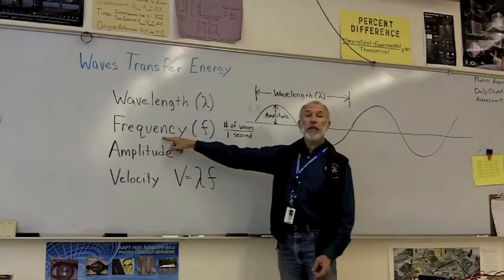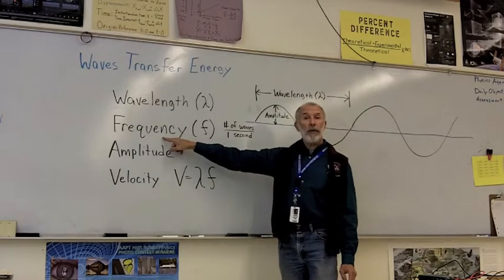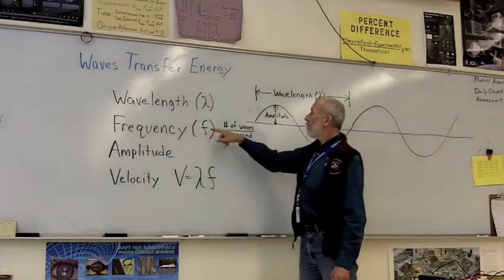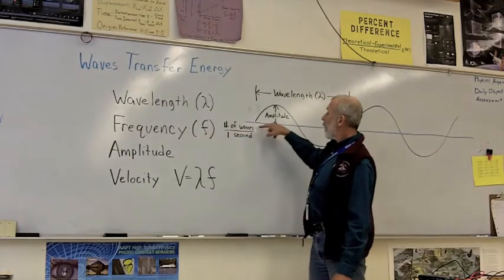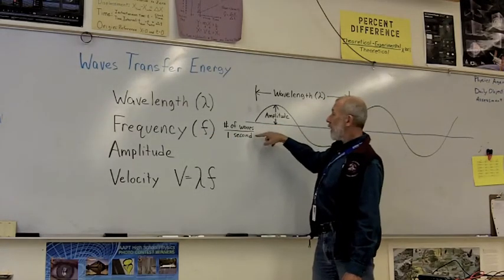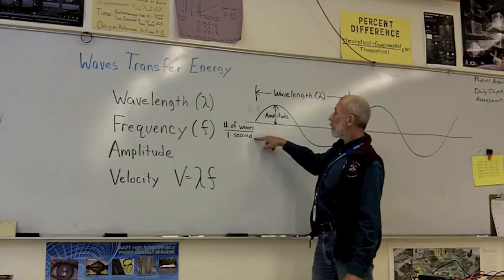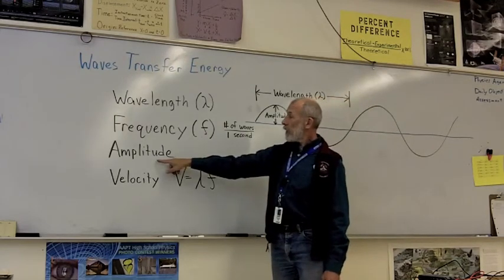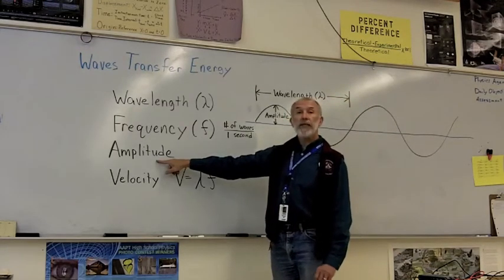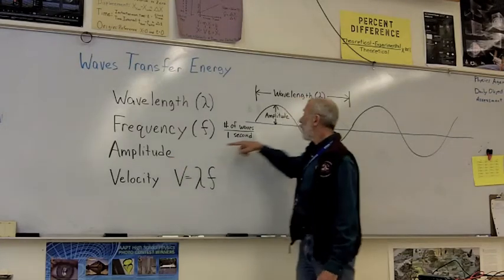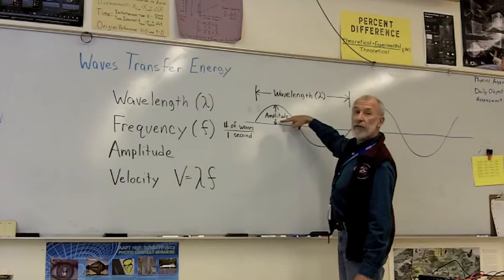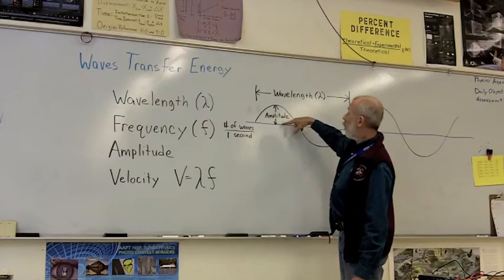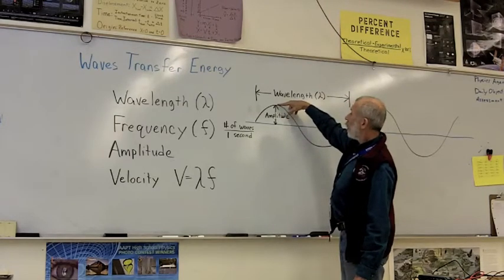The frequency is how often the wave repeats itself. We use a small f to represent it, and it's the number of waves in 1 second. Amplitude is the height of the wave, how high it is relative to the average height of the wave. So a taller wave, a bigger wave, has a greater amplitude.